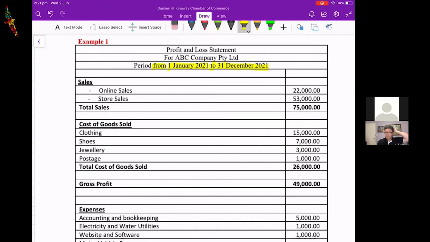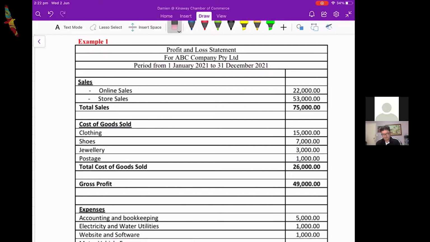So to make things simple for this example, I've just chosen to use a calendar year as my financial year, being from the 1st of January 2021 to the 31st of December 2021, just to make it easy and understandable. Okay, so we know that it's a profit and loss statement for ABC Company for the 12 months from 1st January 2021 to the 31st of December 2021.